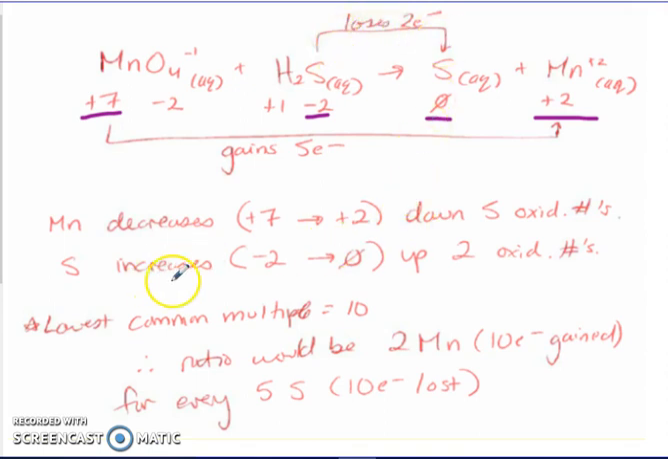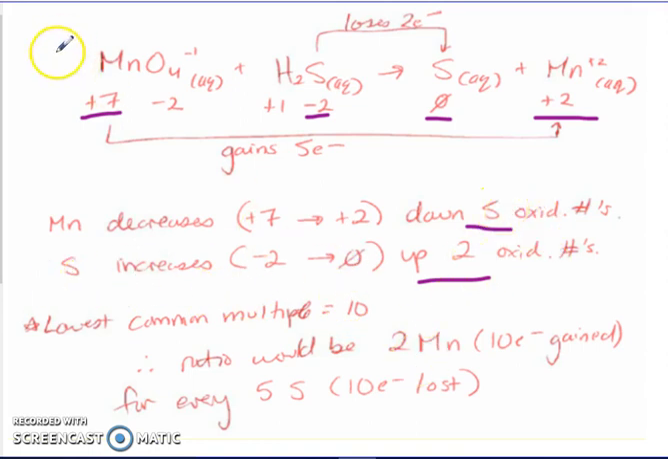So we have sulfur that is doing oxidation, right? And it's losing 2 electrons. So we have one that's going down by 5 and one that's going up by 2. Remember, we want to change the ratio so that it makes those values the same. So the lowest common multiple here would be 10. What that means is for every 5 sulfur we would need 2 manganese.